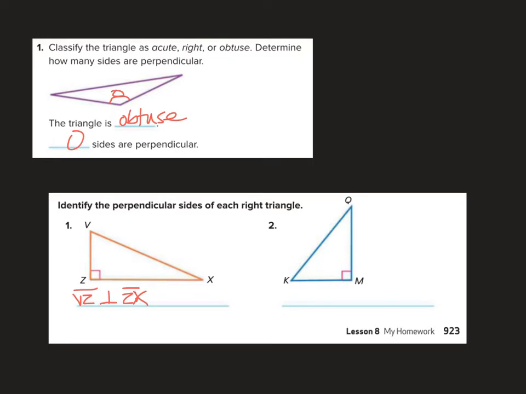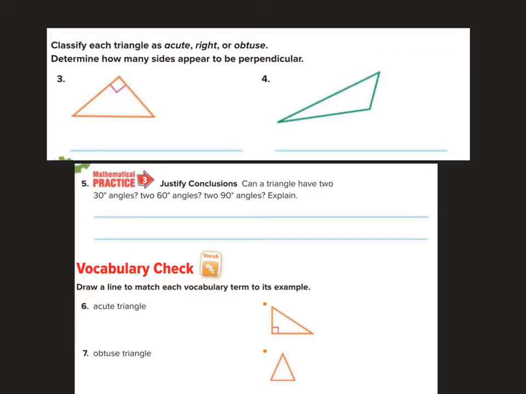Okay. And here, line segment KM is perpendicular to line segment MQ. All right. Classify each triangle as acute, right, or obtuse, and how many sides appear to be perpendicular. So typically, if a side is perpendicular, they're going to show you it's perpendicular by putting that on there. So this is a right triangle.